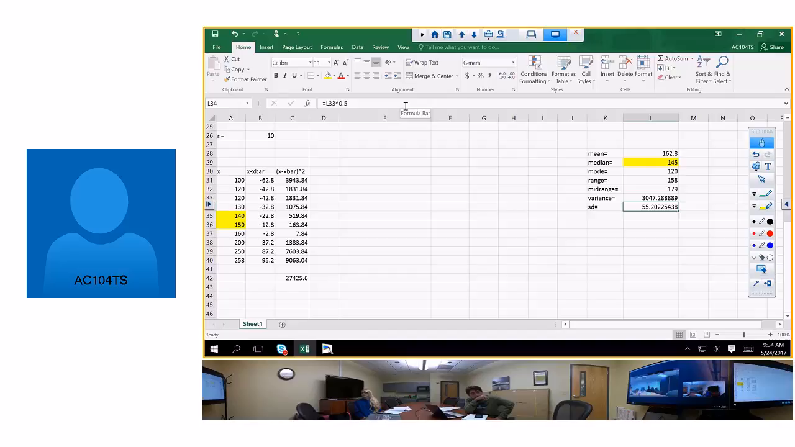Yes, ma'am. What's your question? With this one, since it's in the middle of these two, would you count these? I'm going to get to that in just a second. The middle is right here between the 140 and the 150. So you count the 140, so you're going to have 1, 2, 3, 4, 5. You just look at the middle. On the 5-number summary, that's why I'm doing 10, because I put a little mark right there where the middle is so you can count.